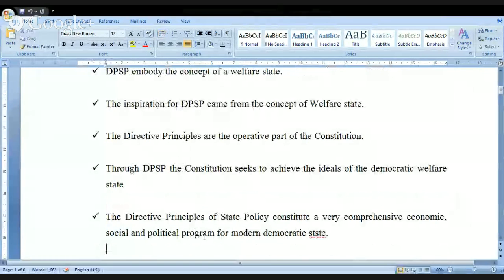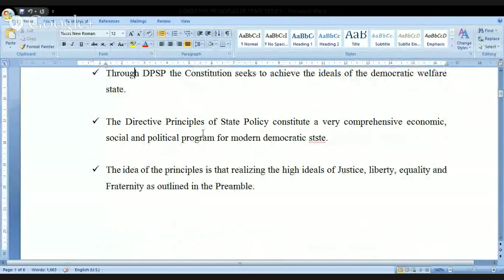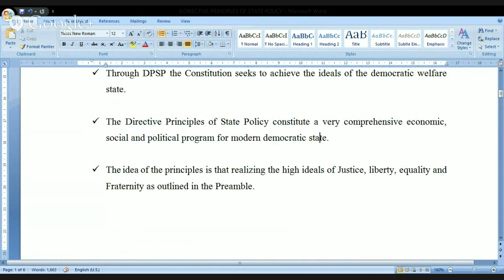Next, I'm opening the document once again. Let's have a look at this. So through the DPSP, the Constitution seeks to achieve the ideals of the democratic welfare state. Now, these DPSP constitute a very comprehensive economic, social, and political program for the modern democratic state. What do you mean by this? When I use the word DPSP, it is not acting in one particular direction, but this is a comprehensive program which includes economic, social, and political programs for the modern democratic state.